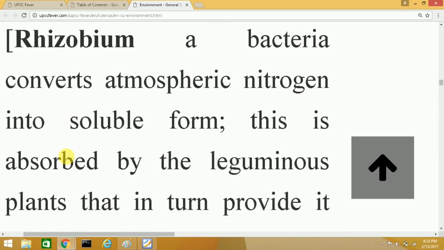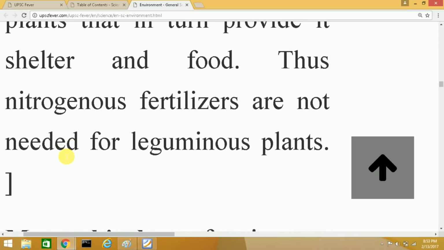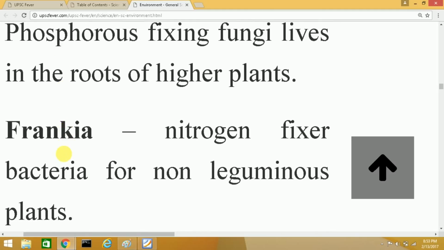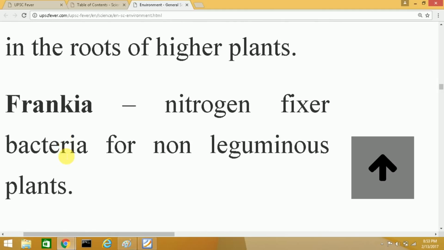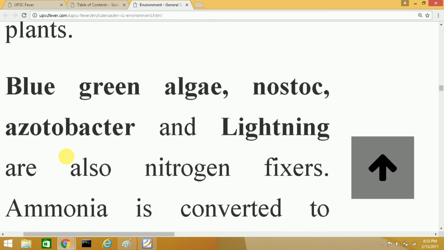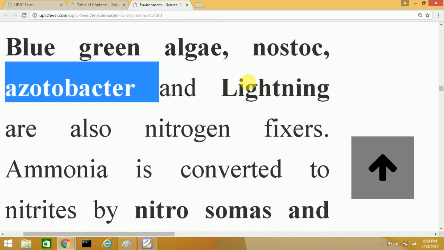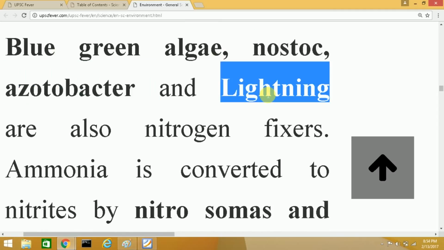Then there is another fungi known as mycorrhizal fungi, and this mycorrhizal fungi is responsible for helping plants absorb phosphorus from the soil. Then Frankia is a nitrogen fixing bacteria, and it is for non-leguminous plants. There are also other means by which plants can fix nitrogen. One is by blue-green algae, nostoc, azotobacter, as well as the lightning process. So these four also convert atmospheric nitrogen into soluble form which can be consumed by the plant.